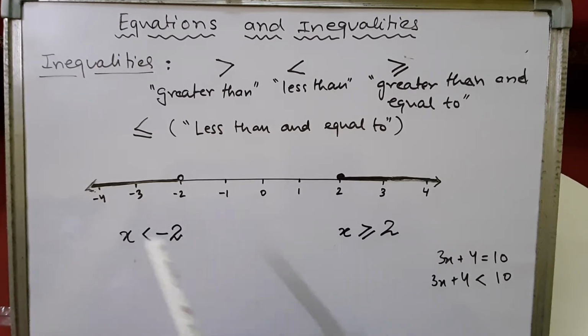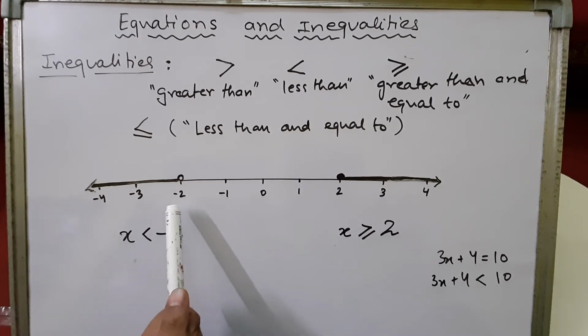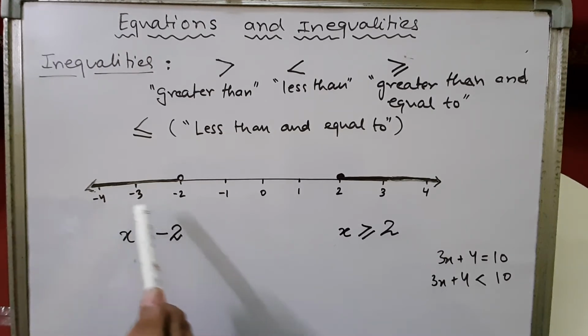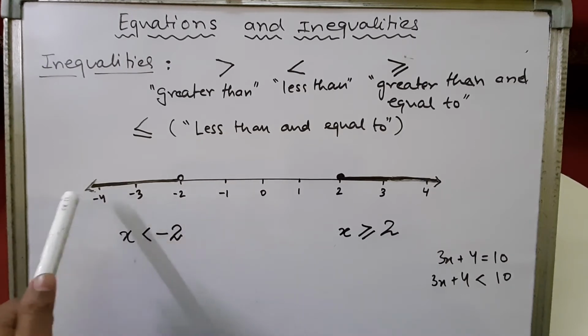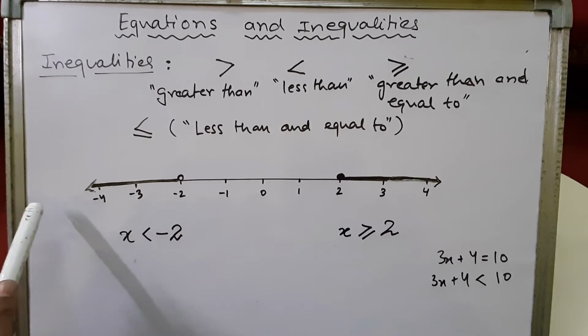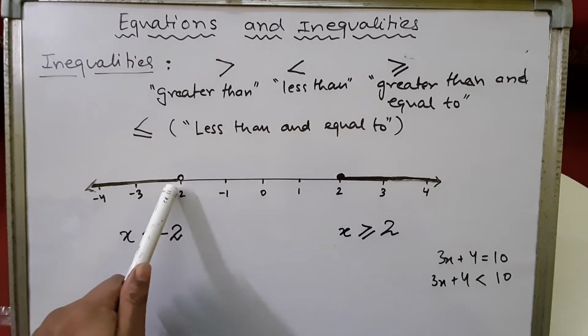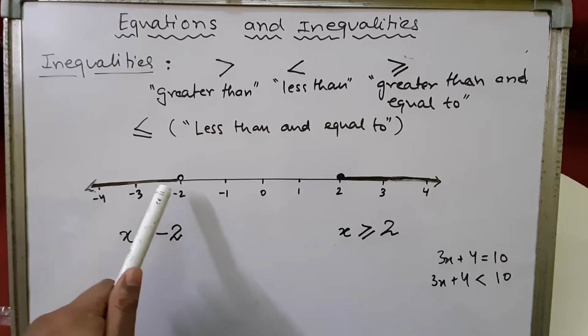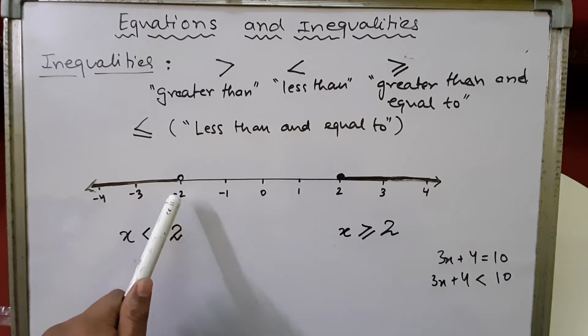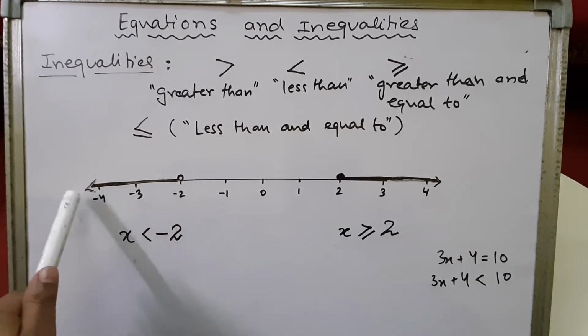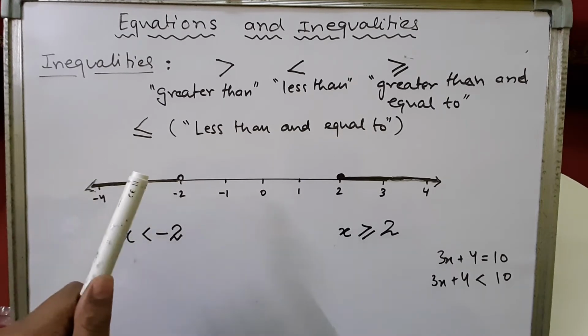That means -2 is not included in the solution of x, and x is less than -2. That means except -2, all the values which are lesser than -2 are included in the solution. So whatever values we move to on the left hand side of -2 are lesser than -2. We'll darken this line so that it represents that we have taken all the values except -2. Understood, children? All the values are included except -2. This dark line represents the same.